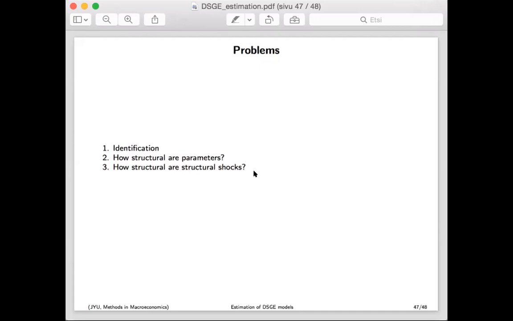Then another question is how structural are the structural shocks. Even though we have names for these shocks, it is not self-evident what they mean. For example, a markup shock. Is it a shock which changes the bargaining power or the monopoly power of firms? And if it's a wage markup shock, is it something that changes the bargaining power of labor unions or workers? And how can this vary quarter to quarter?